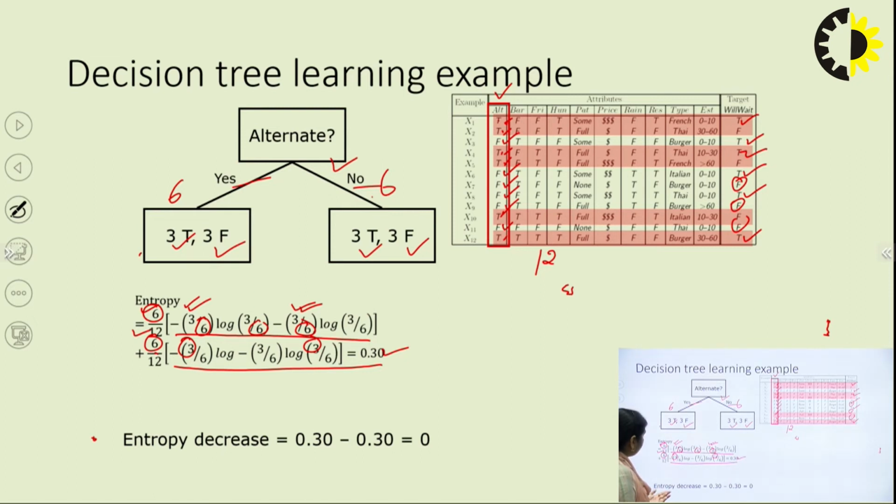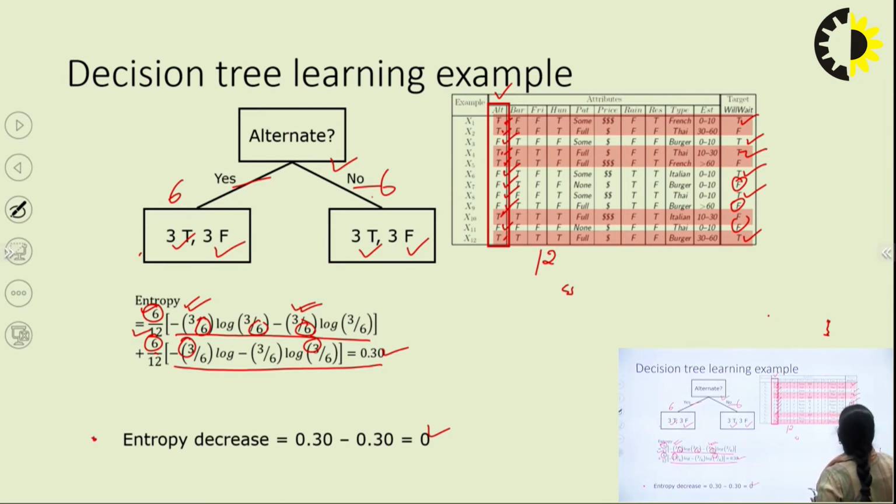Now if I see the entropy decrease, the entropy of the whole data set was 0.30, and the entropy of alternate is 0.30. So what is the decrease? That is 0. So for this particular attribute, we have got 0 entropy decrease.